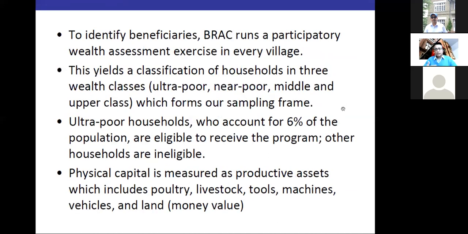So to identify the beneficiaries, BRAC runs a participatory wealth assessment exercise in every village. And this kind of gets us the various classifications. The ultra poor households, who account for 6% of the population, and that's a population estimate, are eligible to receive the program, and other households are ineligible. And the physical assets of these women that are surveyed and measured are productive assets, which include poultry, livestock, tools, machines, vehicles, and land, all converted into money values.